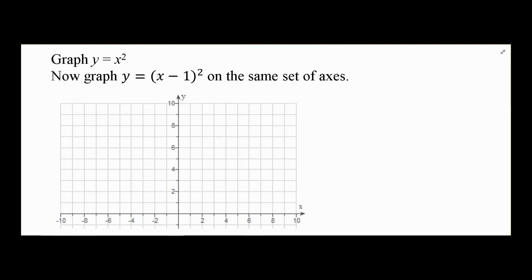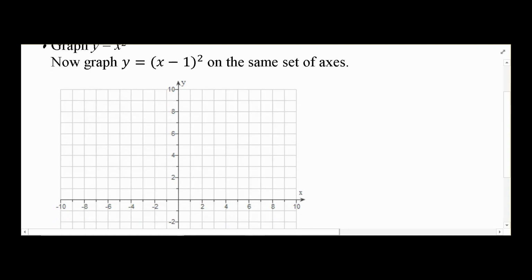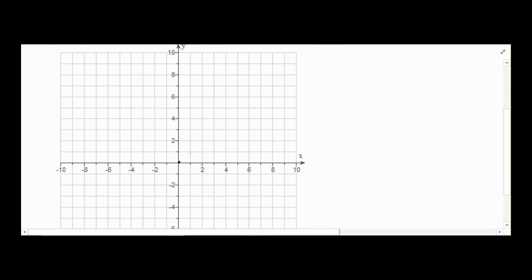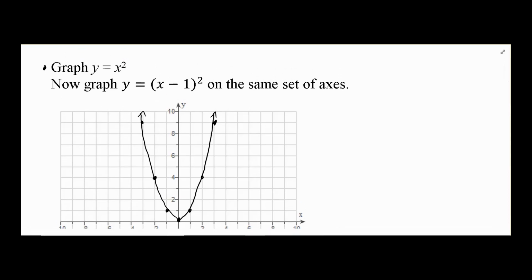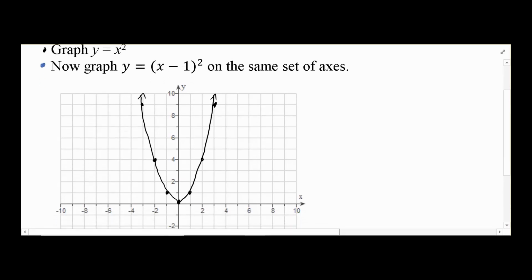So again, I'm going to use black ink to graph my regular old y equals x squared. So this is our regular old 149 with the vertex being at the origin, at the ordered pair 0, 0. So this is our regular old parabola. And we want to explore what happens when we try to graph y equals x minus 1 squared.